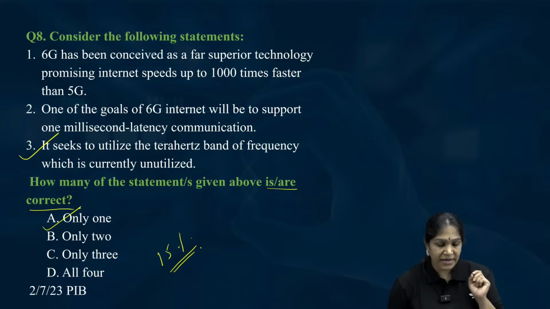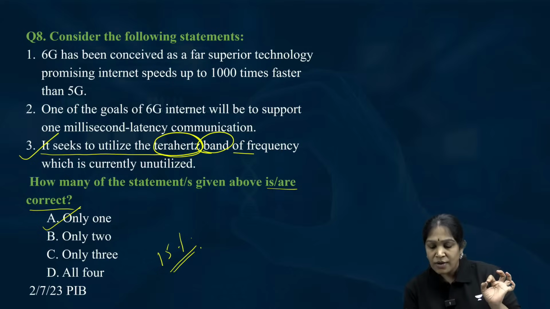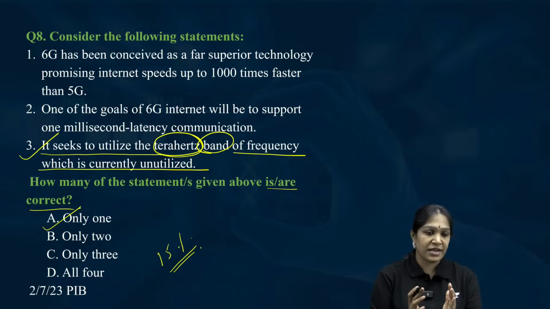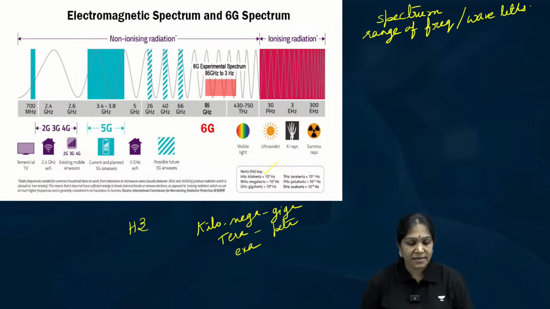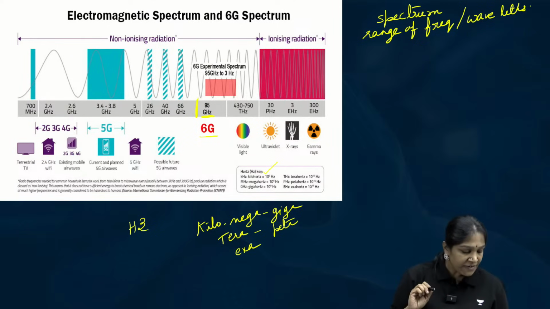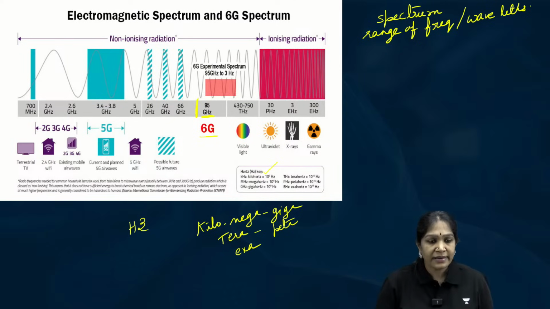Now look at this statement. It seeks to utilize the terahertz band of frequency which is currently not yet used. In the 6G, we use terahertz frequency which is not yet used. Look at this image. You will clearly understand. 6G begins here. 95 gigahertz. Is it clear? Yes, everybody, let me check your observation. 6G is beginning at the... Yes, everybody?